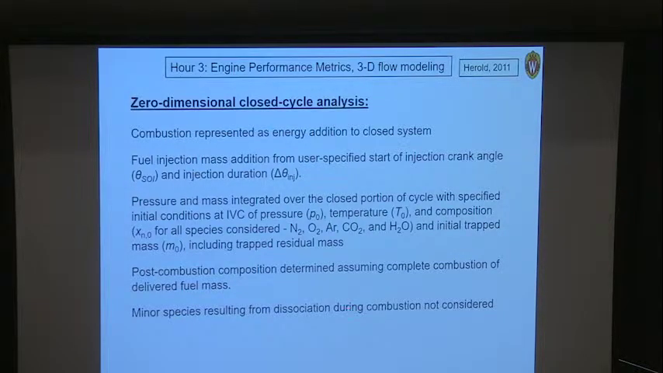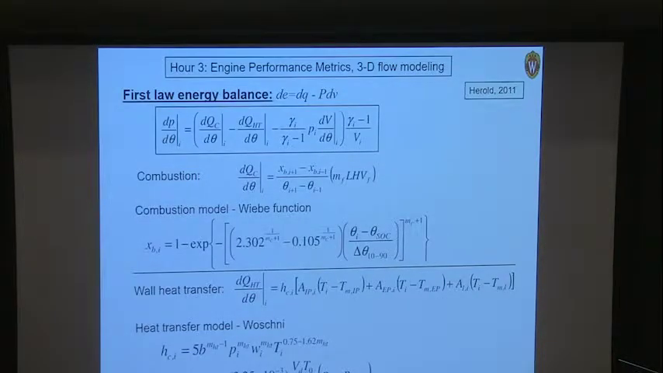Minor species such as CO and NO and so on are typically not considered during these simplified closed cycle analyses. So here are the equations that you'll see in those typical papers. They're all really based on the first law of thermodynamics, which we've seen now several times: heat loss term, pressure-volume work term, and the rate of change of energy in the combustion chamber.